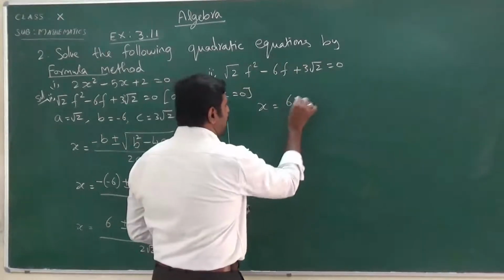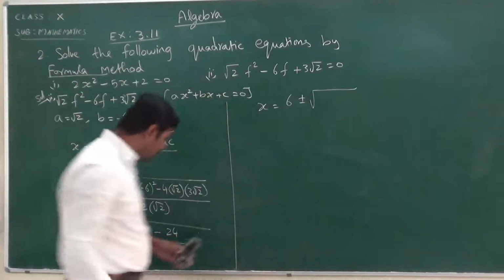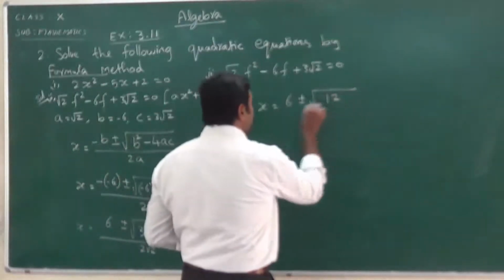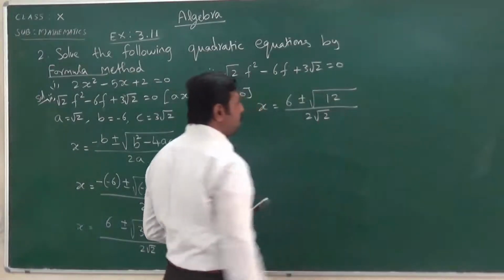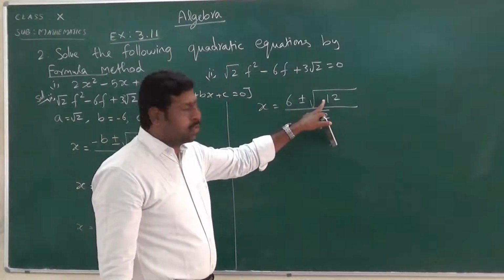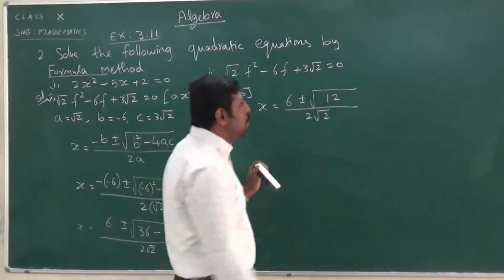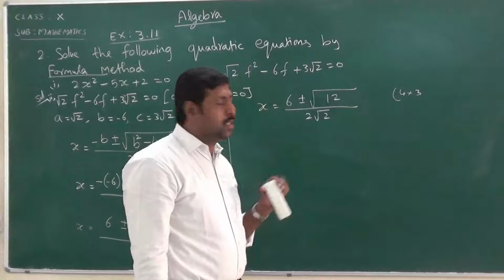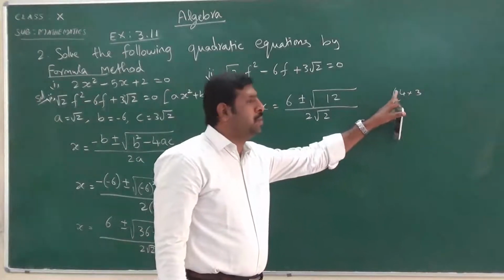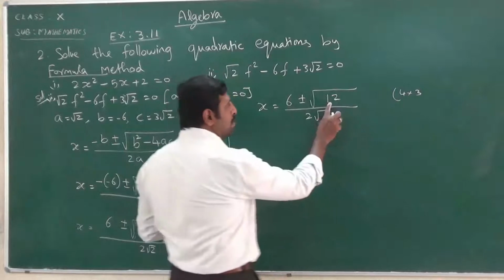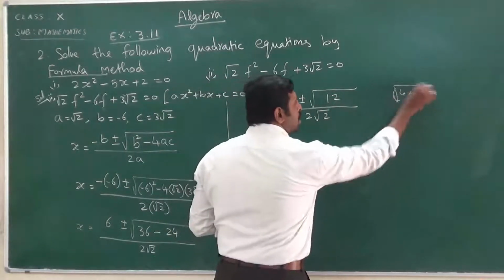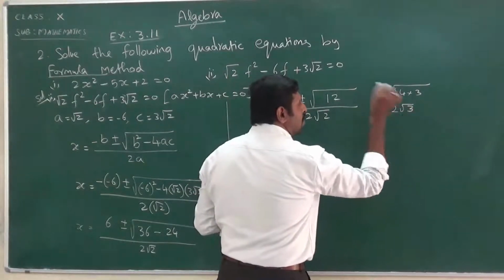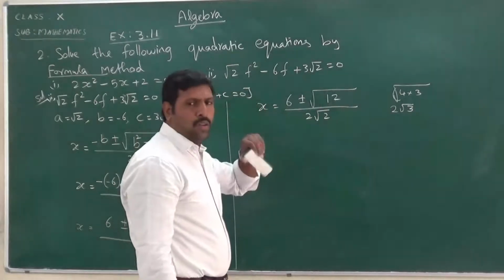36 plus or minus root of, see, 36 minus 24 is equal to 12, divided by 2 root 2. See, we want to find the square root of 12, so we can write the term as 4 3s are 12. Here we get 4 as a perfect square number, that is 2 2s are 4. So we can convert it as 4 into 3, and if you take the square root of this, then 4 will be taken out, giving 2 root 3 as the value for root 12.